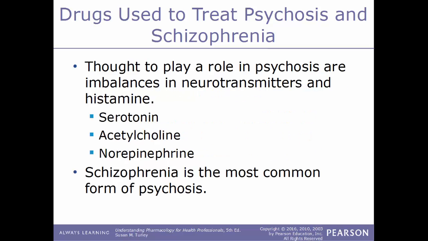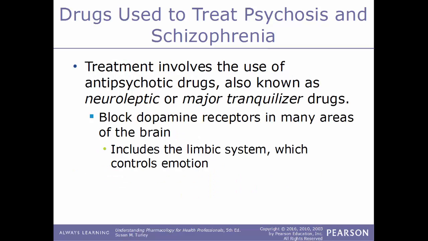Now, what's thought to play a role in psychosis are imbalances in neurotransmitters and also histamine, neurotransmitters such as serotonin, acetylcholine, and norepinephrine. And the most common type of psychosis is schizophrenia. Now, treatment involves the use of antipsychotic drugs. These are also known as neuroleptic or major tranquilizer drugs.